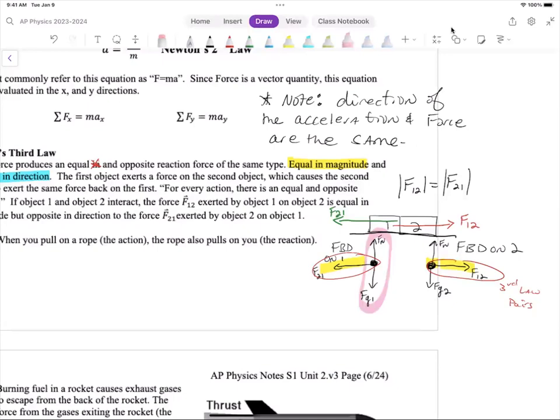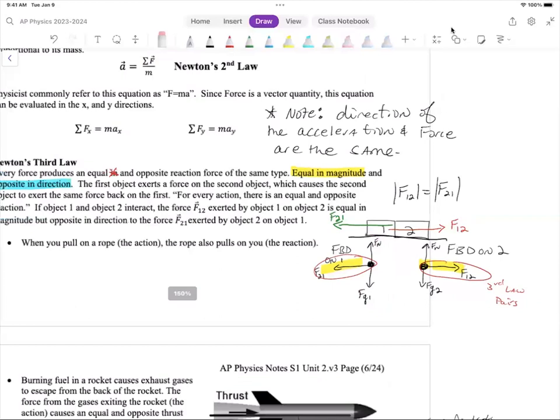We will discuss a little bit later what a third law pair is for force normal and what the third law pair is for force of gravity. Okay, again, must have two objects to have third law pairs.